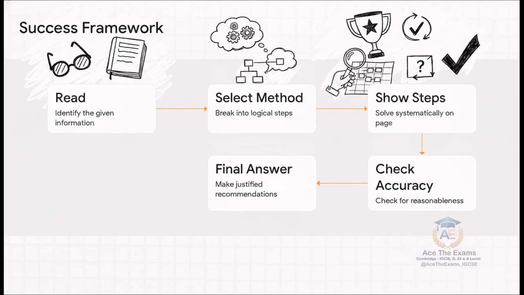First up, Step 1, read. You have to clearly identify the given information. Step 2, select method. You break the problem down into logical steps based on core math principles. Step 3, show steps. You solve it systematically, right there on the page. Step 4, check accuracy. Pause and check for reasonableness. Just ask yourself, does this actually make sense?